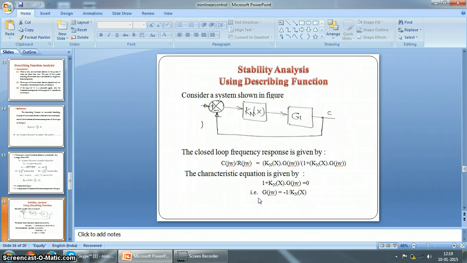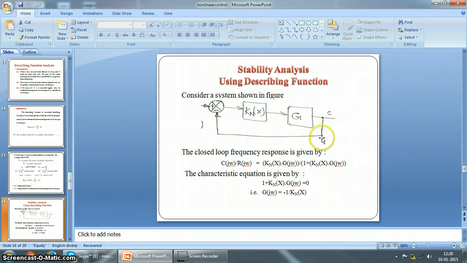Now, stability analysis using describing function. This is somewhat similar to the Nyquist criterion. Here also we use the concept of encirclement and enclosement about the critical point. So first of all, let us take the nonlinearity as a describing function, and it is given to the plant with a unity feedback system, which we are showing in the block diagram.